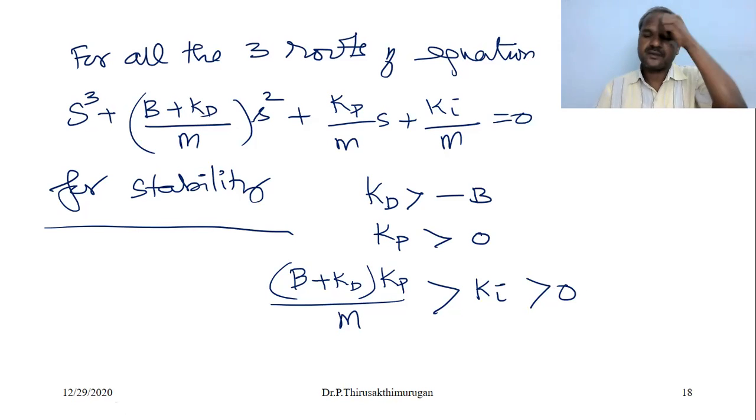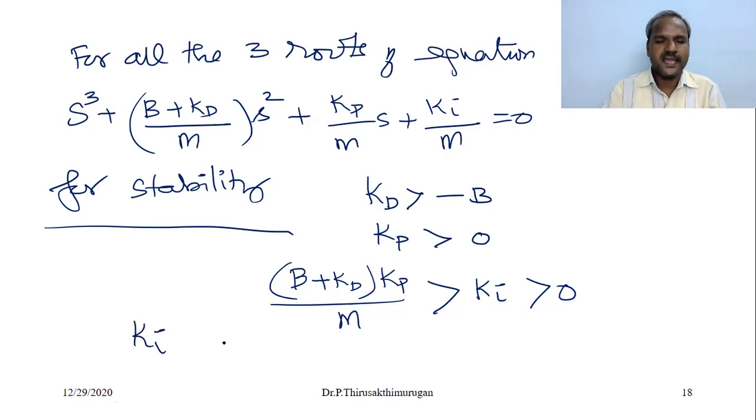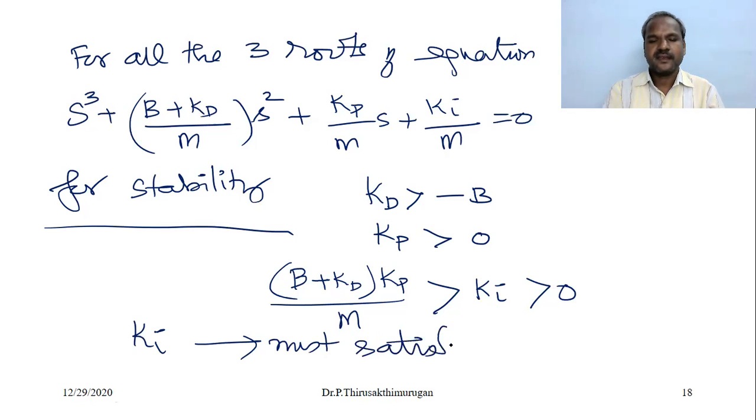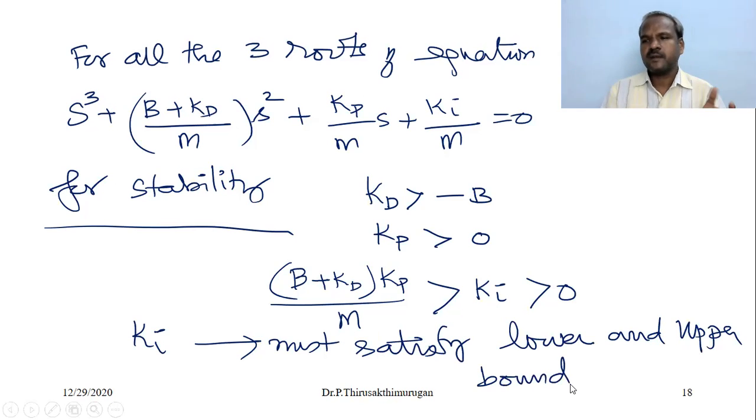The new gain Ki, the newly introduced gain, must satisfy both lower and upper bounds. Okay, upper bounds. That is for bounded input, bounded output. Understand? So it must satisfy the upper bound, which is described in the diagram.